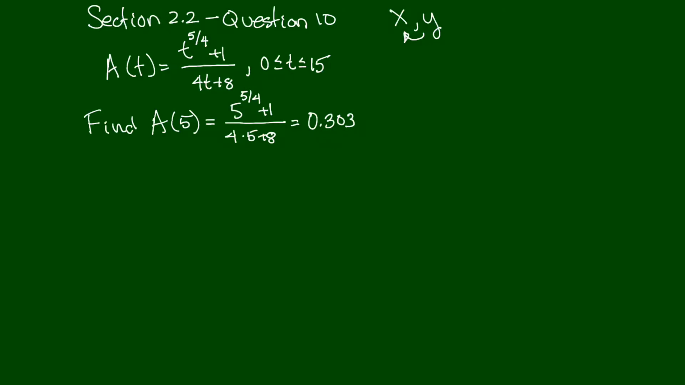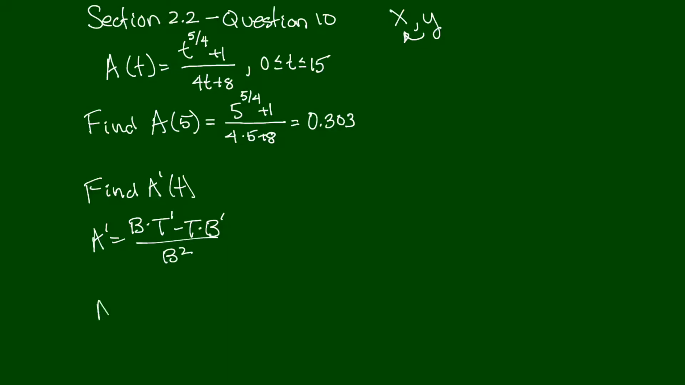Now, let's find the derivative. So let's go with F. We want to find A prime of T. Now, this is a quotient, so I'm going to use the quotient rule. So I know that A prime is going to be the bottom times the derivative of the top minus the top times the derivative of the bottom all over the bottom squared.